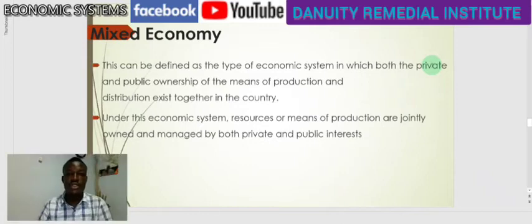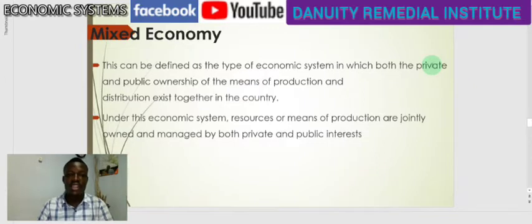Hi, in this video, we will continue with our lessons on economic system. Economic system is basically talking about how resources are owned and controlled in a state. We made mention of the capitalist, where resources are owned and controlled by private individuals. Socialist, resources are collectively and jointly owned by the state. Now, we want to talk about the last one, which is mixed economy.